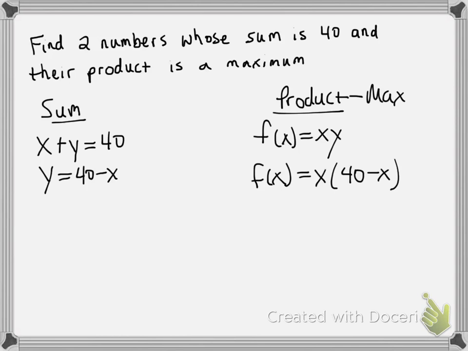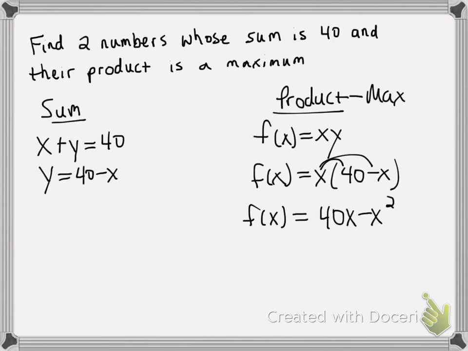Now, this is much better. It's one variable. We can go ahead and take the derivative of this right now. Instead, what I'm going to do, I'm going to go ahead and distribute through. I'm going to get this function to be 40x minus x squared. All right, now we can take the derivative.